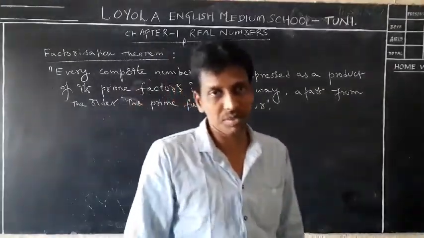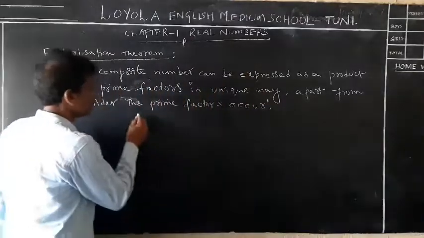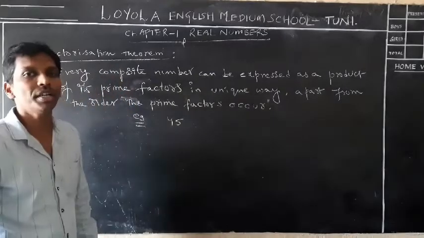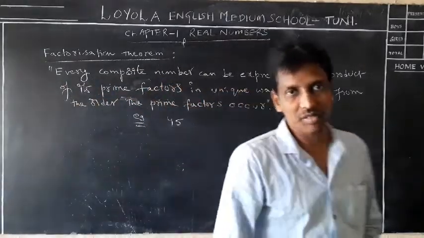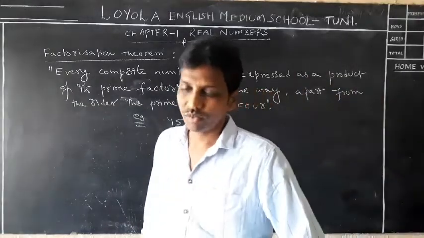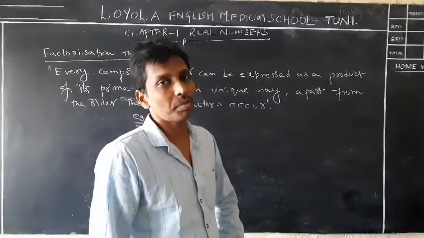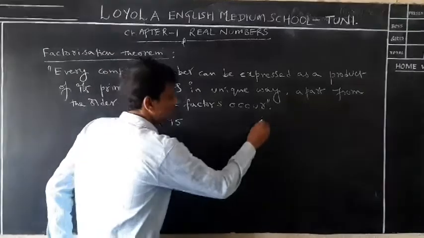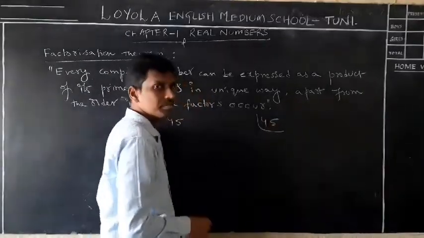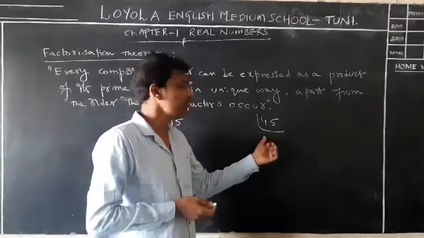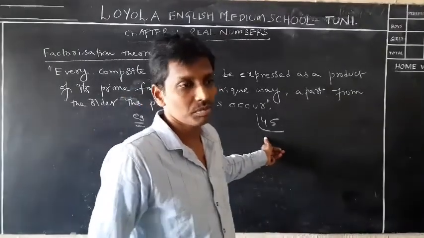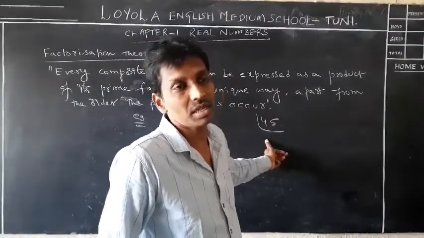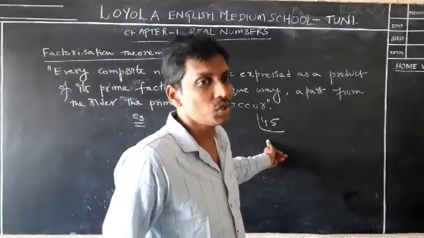Let me give some examples. Okay, listen. Example. You take a composite number 45. Let us divide 45 as the product of prime factors first. Better you do the division at the right side. 45. Can any one of you say whether this number is divisible by 2? It is not divisible by 2 because 45 is not an even number. So let us go to the next number.